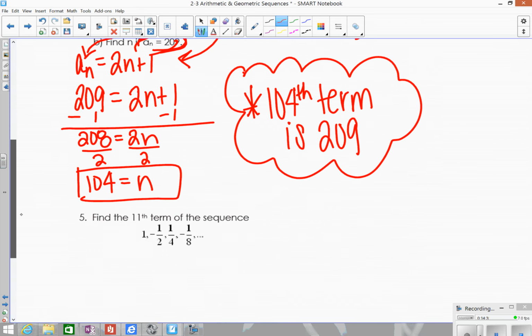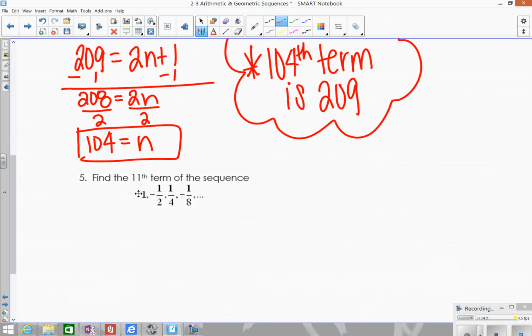So then the last problem we'll look at together is number 5. We want to find the 11th term, so we're going to find the formula first and then just plug in 11. This page is really just the applications of, okay, we found the formulas, now how do we use them? So if we're trying to find the 11th term, let's find the formula first.